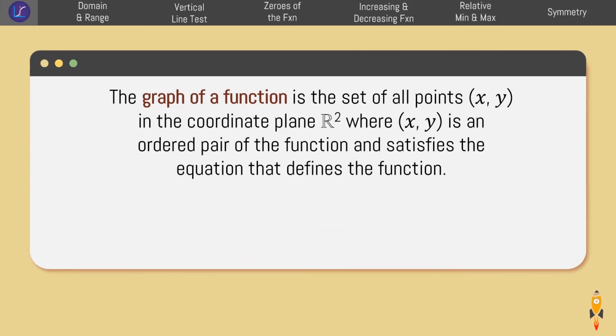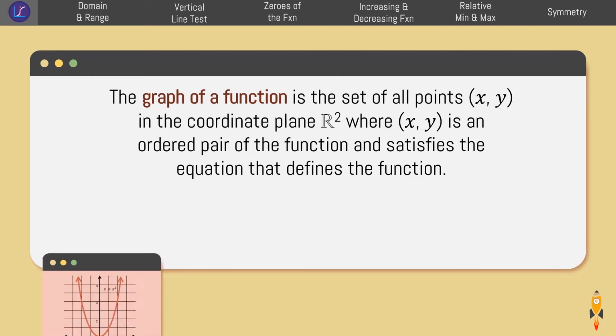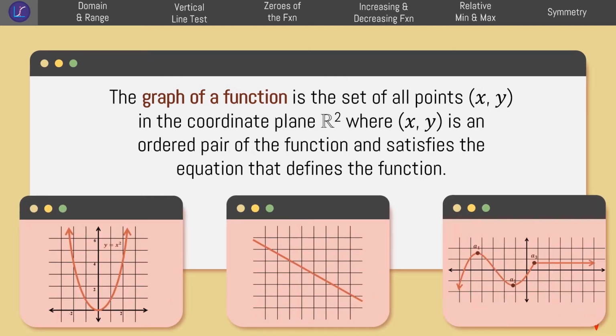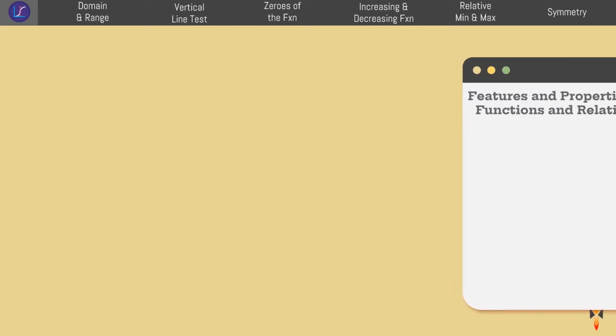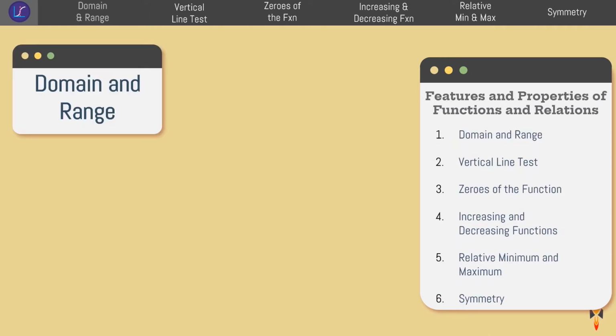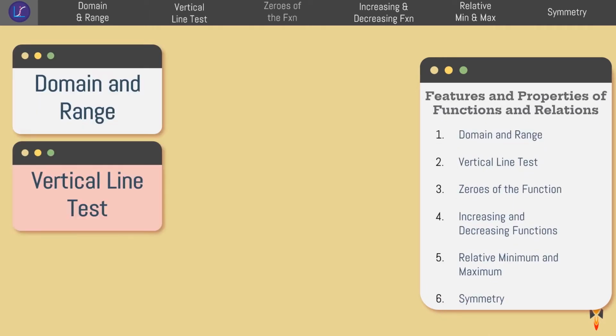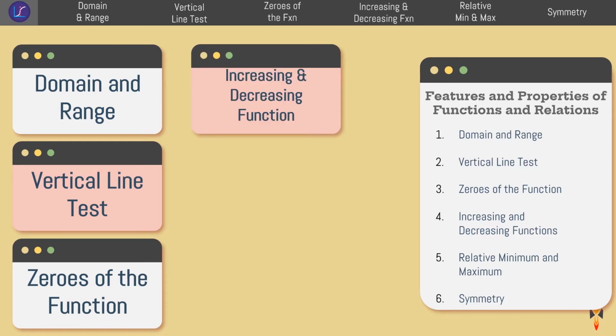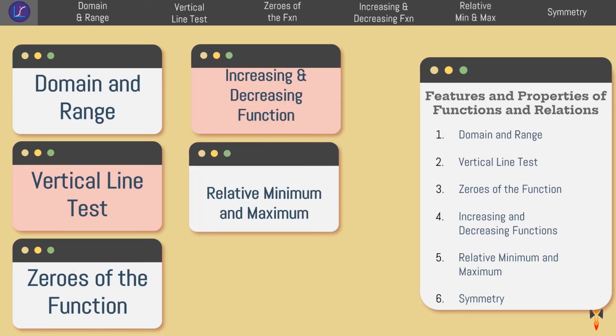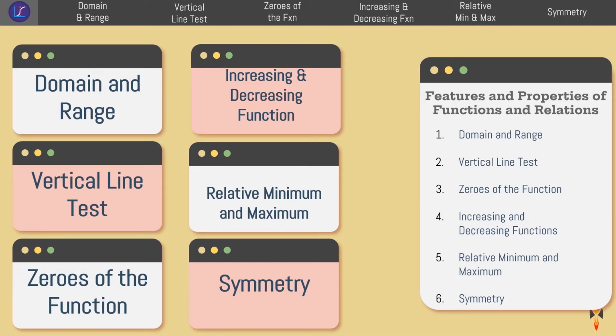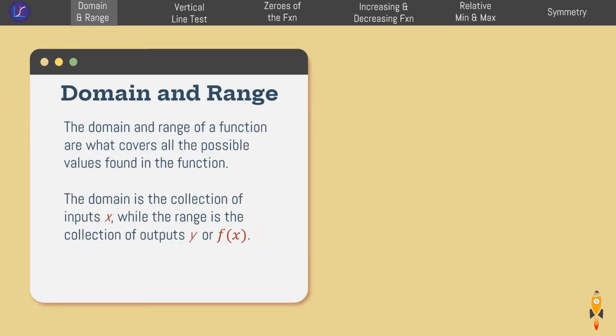The graph of a function is the set of all points (x, y) in the coordinate plane R squared, where (x, y) is an ordered pair of the function and satisfies the equation that defines the function. There are several features and properties of graphs of functions that will be helpful in describing its behavior. We have the domain and range, vertical line test, zeros of a function, increasing and decreasing functions, relative maximum and minimum, and lastly, symmetry. What is domain and what is range?